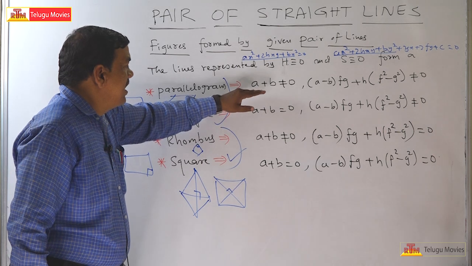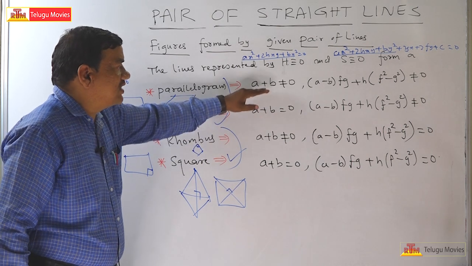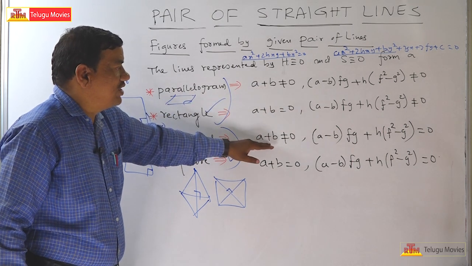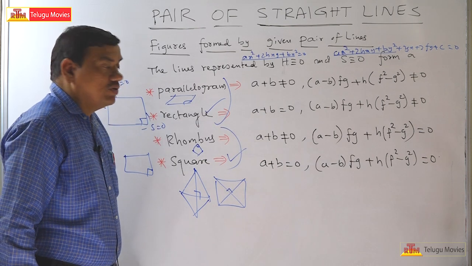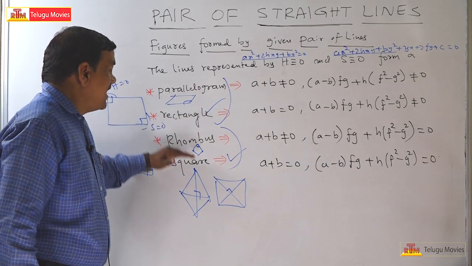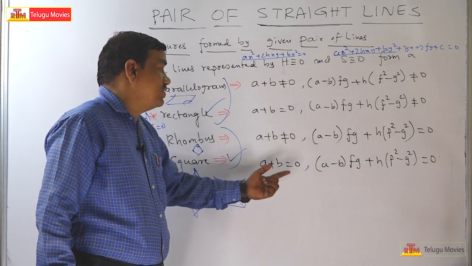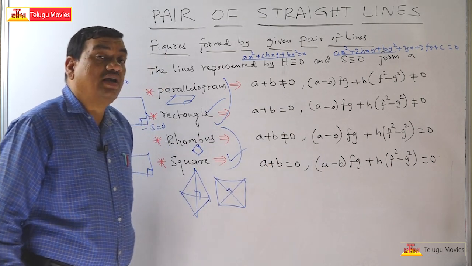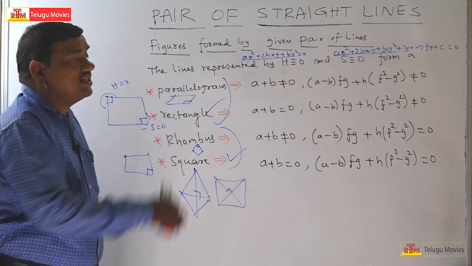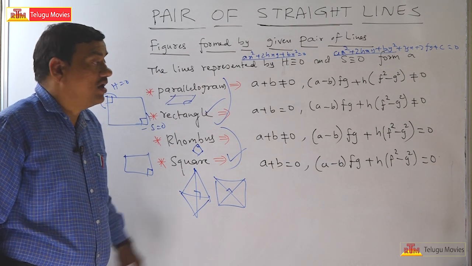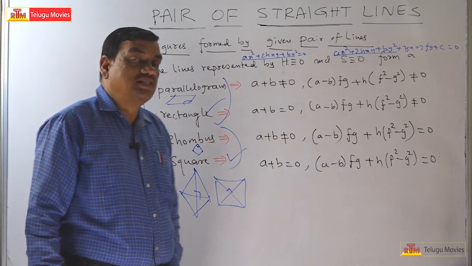Since the adjacent sides are not perpendicular, that is why A plus B is not equal to 0. Here also A plus B is not equal to 0. For rectangle and square, adjacent sides are perpendicular to each other, so A plus B is equal to 0. That condition is about diagonals. I hope that you understand this concept.